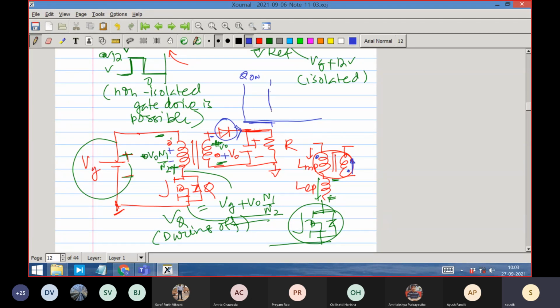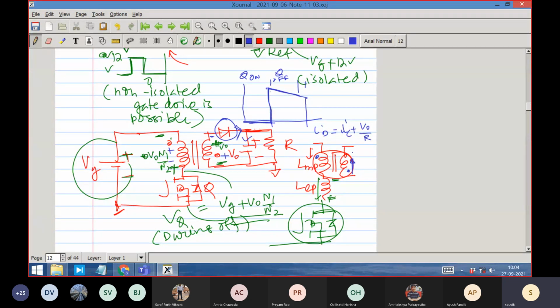But when Q is off, this will conduct like this, during the off period. We know one thing: under steady state, the capacitor average current is zero. This is IC. At this node, Kirchhoff's law always says that ID is equal to IC plus IR. IR is V naught by R. It is always true, irrespective of the time instant. Kirchhoff's law is always valid.